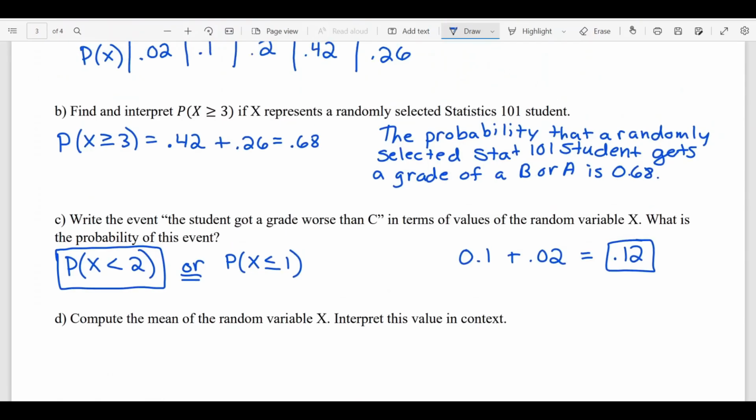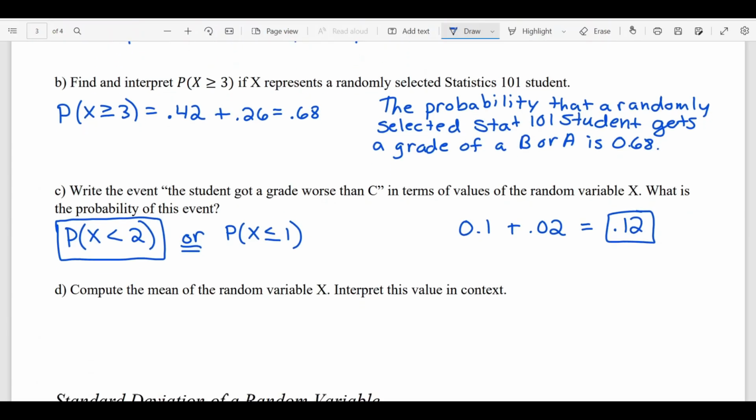Okay, the last piece, compute the mean and interpret the value in context. I will talk about how to find this on your TI-84, but let's do it by hand just so we can appreciate doing it by hand. So the mean of our random variable, or the expected value, we're going to take our first x value, which is 0, and multiply it by that associated probability. Now I know this comes out to 0 anyway, but it's the formula, just work with me here.